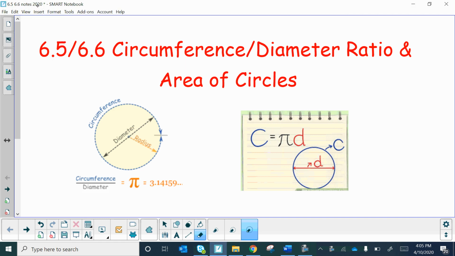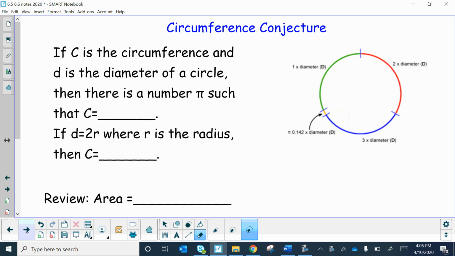All right, guys, this is going to be a short lesson on circumference diameter ratio, and we're going to review again area of circles. Since this is a chapter of circles, the book just wants to tie that in again. Okay, so circumference diameter ratio. Circumference is going to be C, and D is going to represent diameter.